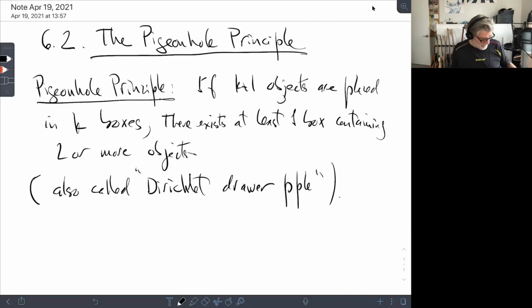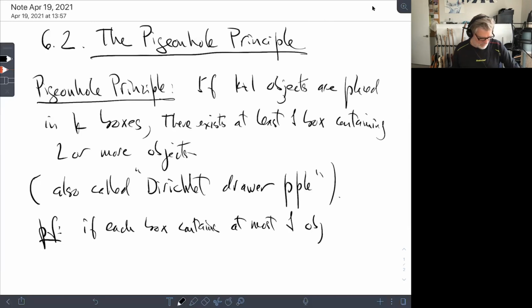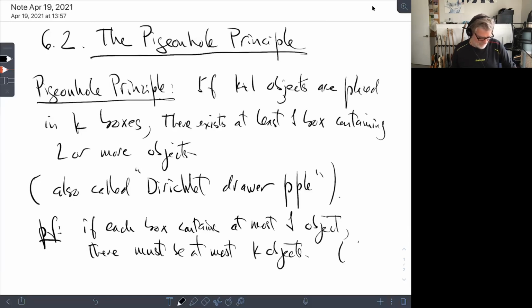So here's a couple of very, very obvious applications. I mean, hopefully you believe this. I actually have a proof in my notes, but does this require proof? I guess we should prove it, but I don't know if the proof is really more than just restating the whole thing. If you did not have at least one box with 2 or more objects, then each box would contain at most one object. So if each box contains at most one object, there must be at most k objects, right? Which is basically just restating the principle.